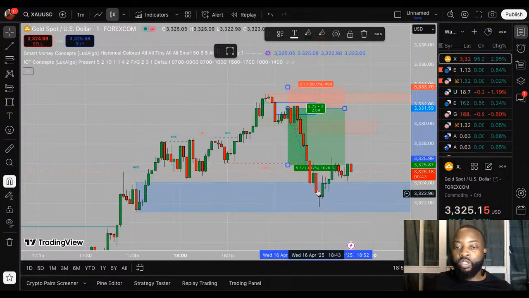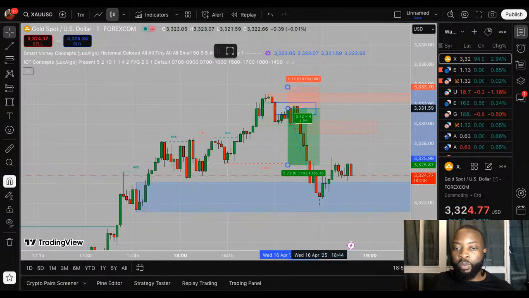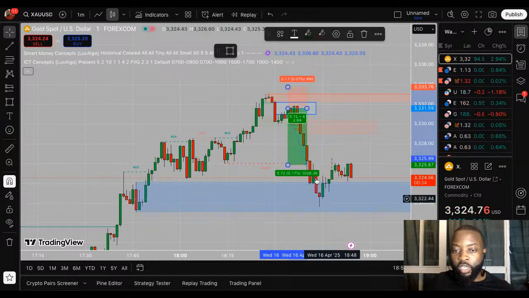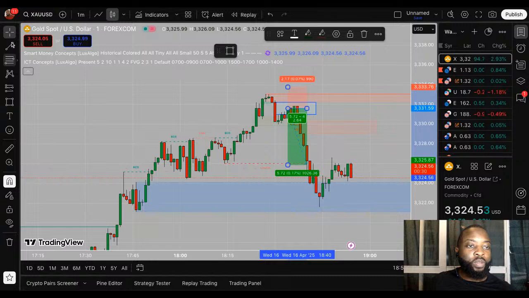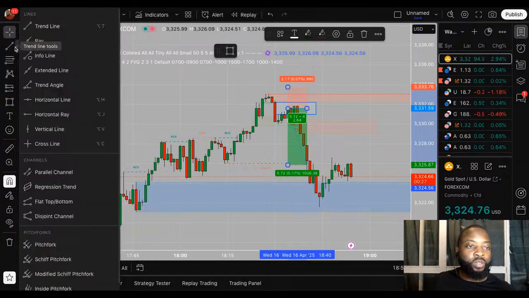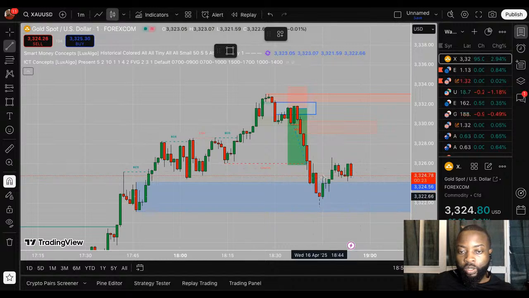Remember those who sold here? Where was the stop loss? Remember, guys, what we said here? These people sold here. The stop loss was above here. So this is the area we look at.